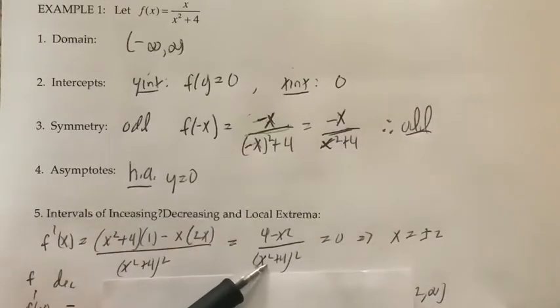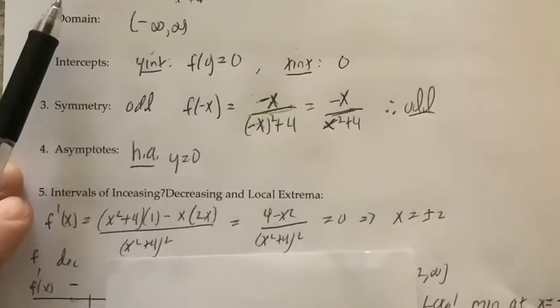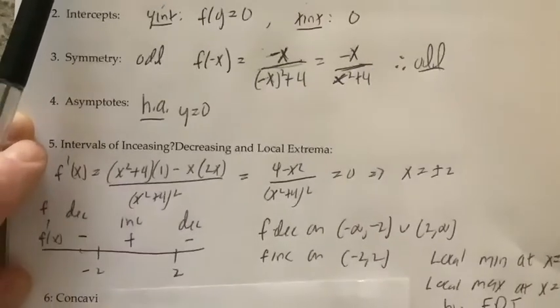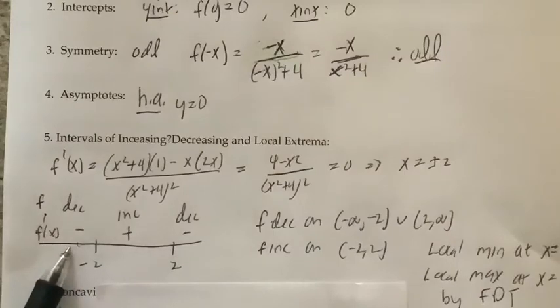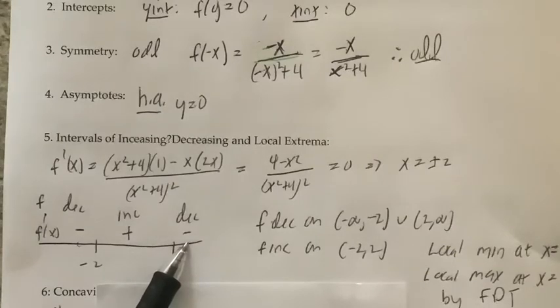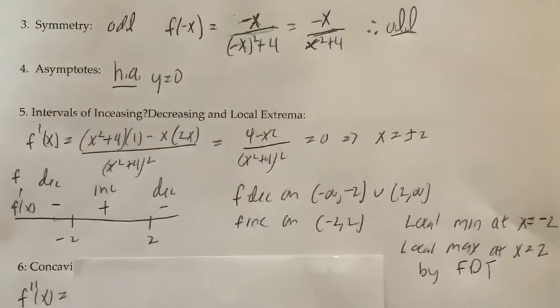Now, you should also look where the bottom is 0 because a function can go from increasing to decreasing where f prime is undefined. In this case, the denominator is never 0, so we don't have to worry about it. But you should also consider places where f prime is undefined because the function can go from increasing to decreasing at a vertical asymptote. So, when we use the first derivative test on this, we plot 2 and negative 2, and you find that f prime is negative to the left of negative 2, and also greater than 2, and f prime is positive between negative 2 and 2.